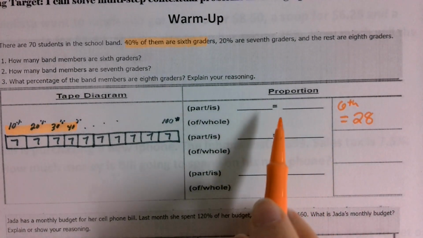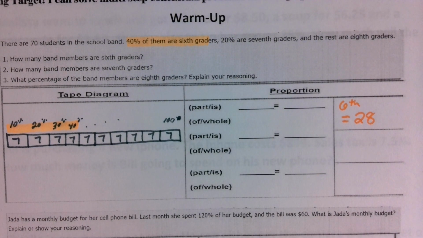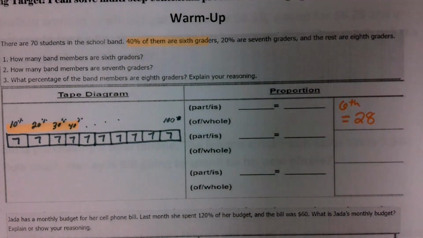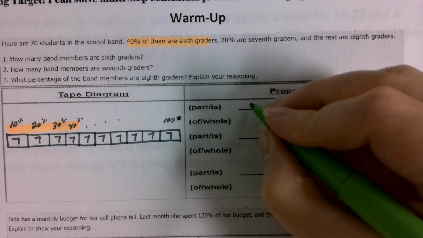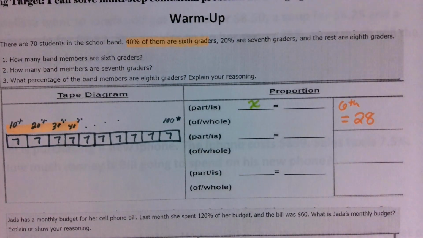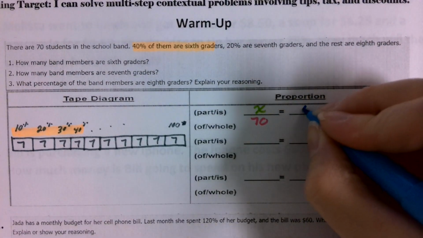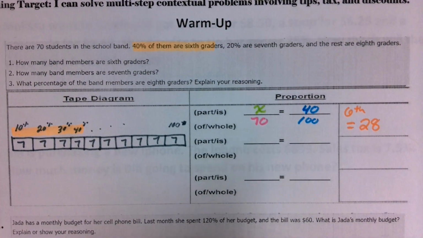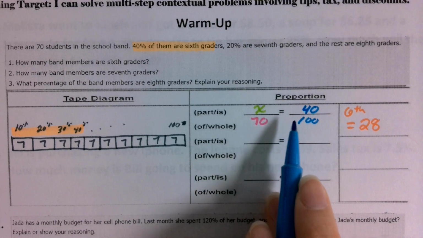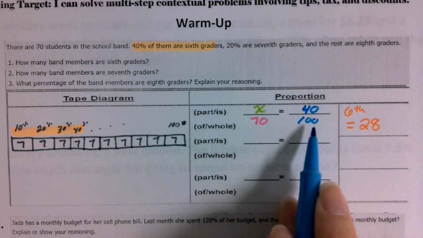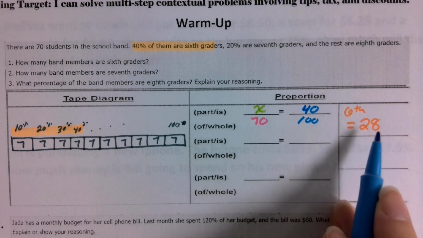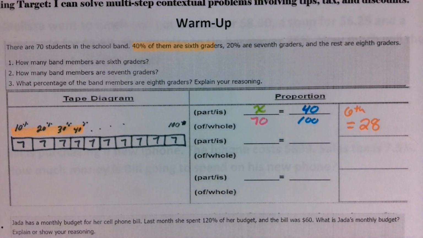Now, I want to check that, though, with a proportion. So if I set up my proportion, my is, which is missing my part, that's the value that is missing. The of is the total number of students in band, which was the 70. The percentage of the 6th graders was going to be 40% out of 100. So then I could do the cross product to solve. I could multiply 70 times 40 and then divide that final answer by 100. I would still get 28. Either way that you do it, you're going to get 28.